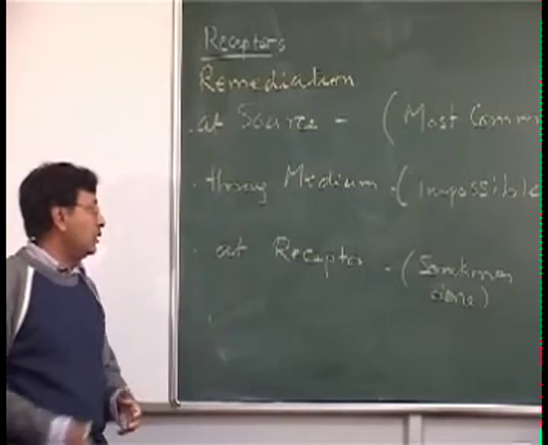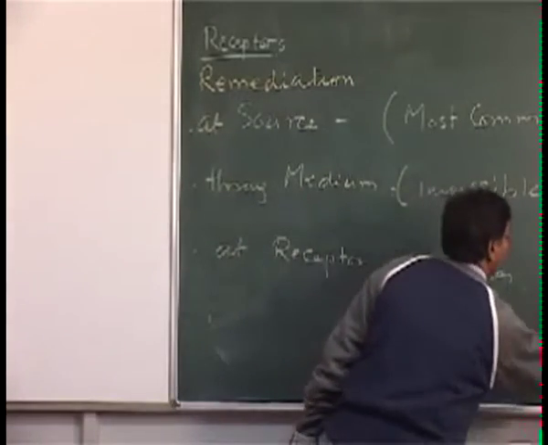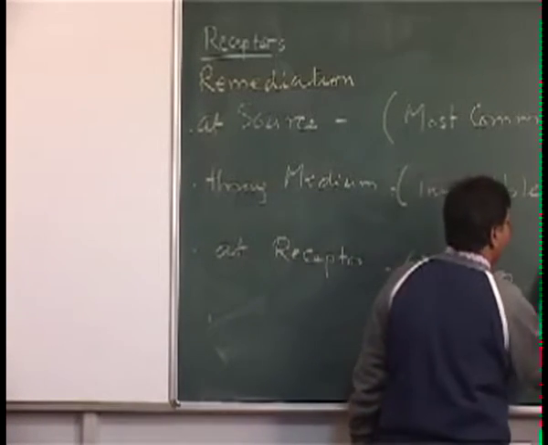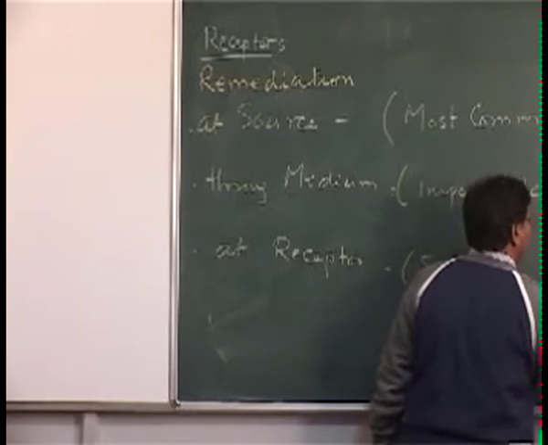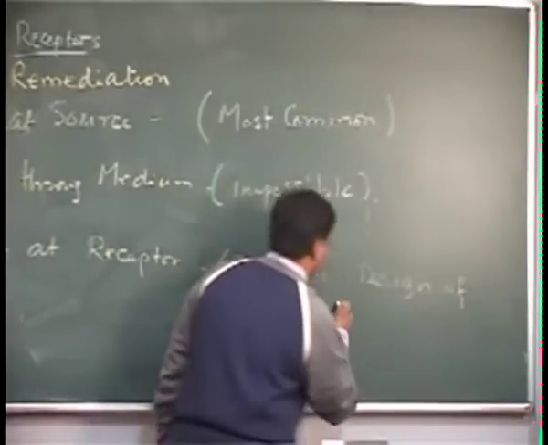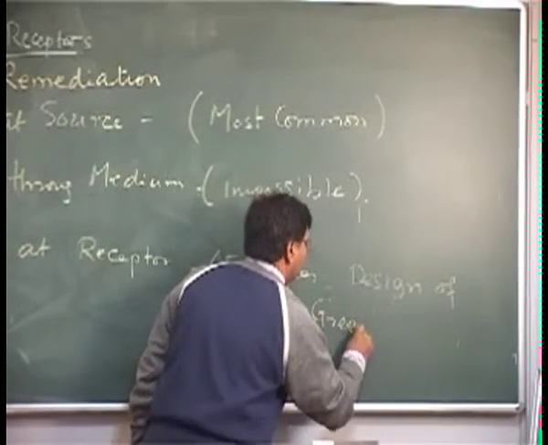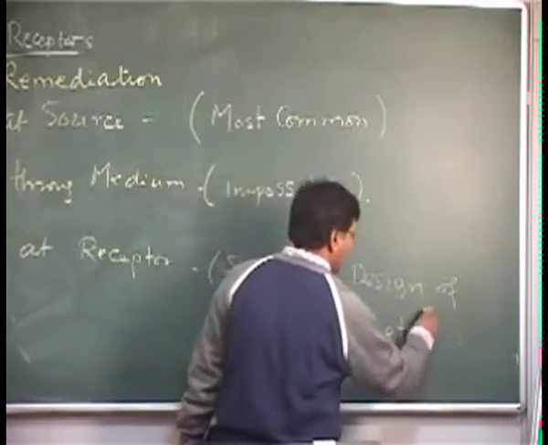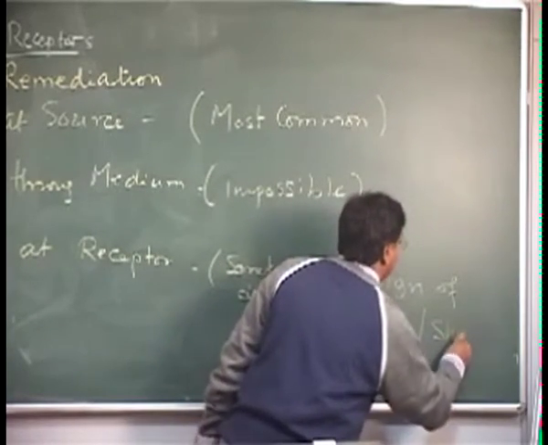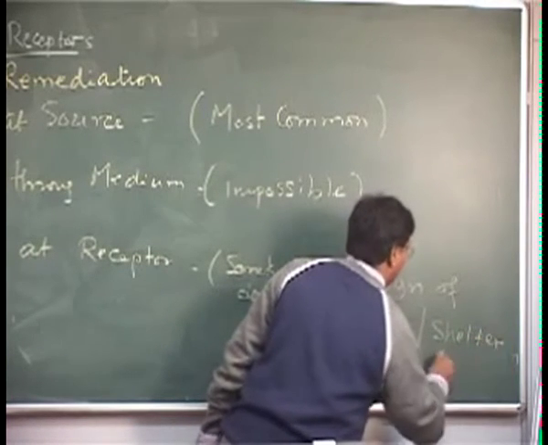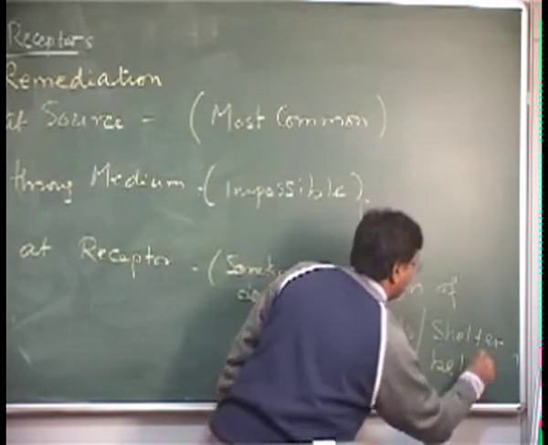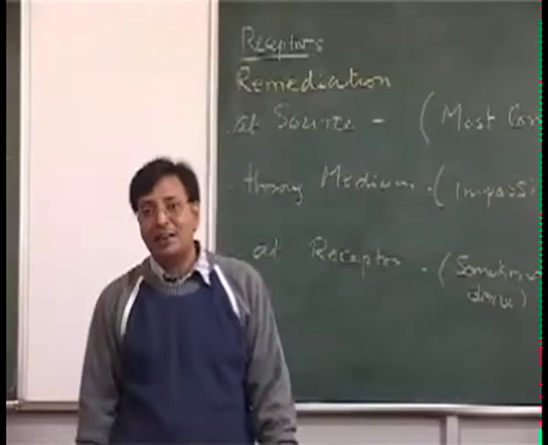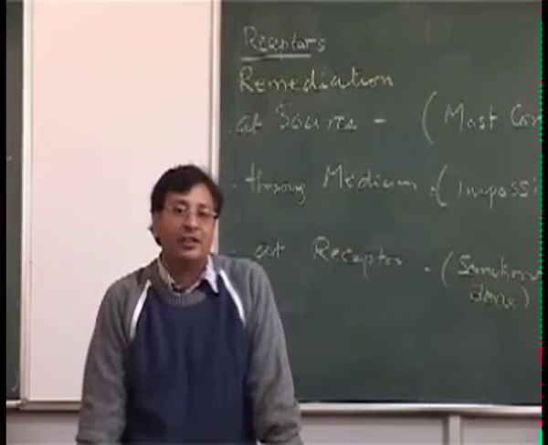Okay, and so one of the common things to do for receptor remediation is to design a green belt. Okay, the technical word for the green belt is also shelter belt. Why I am talking about this is that this is really being tried, and there are some improvements that have happened in the air quality in some areas.